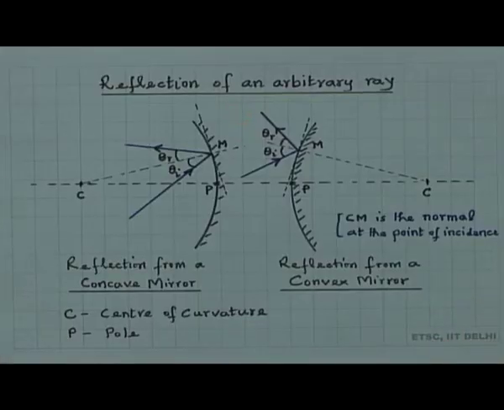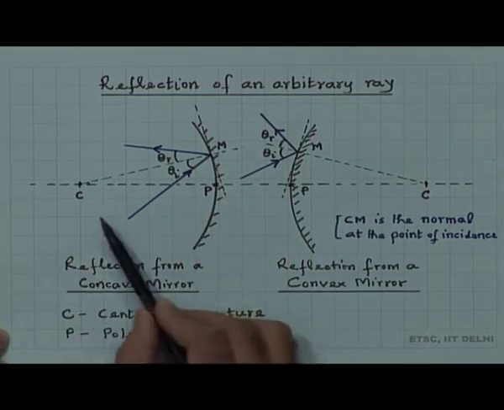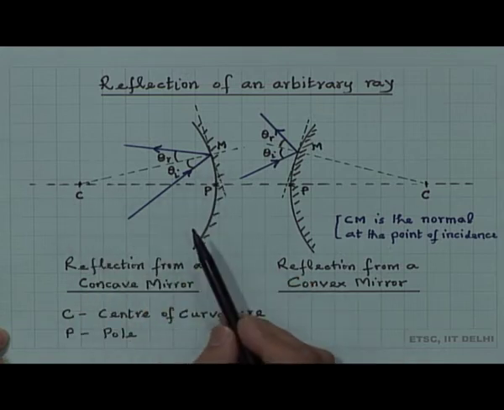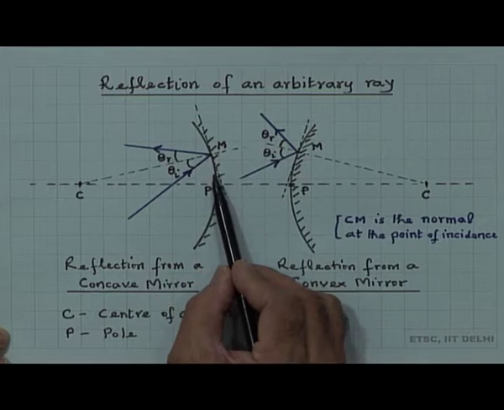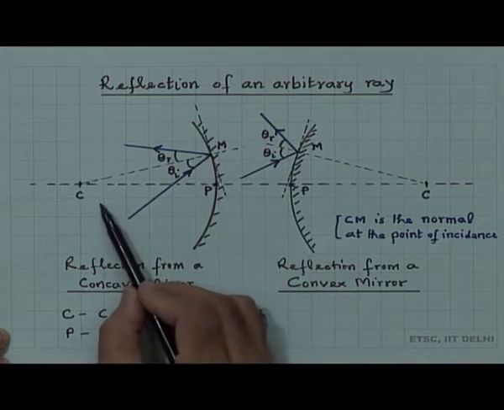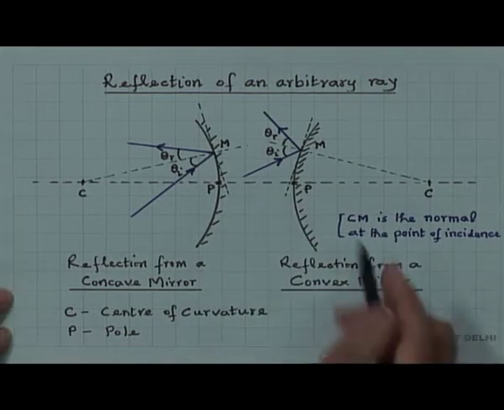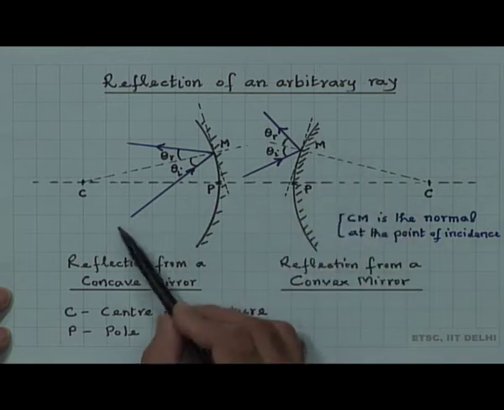Here, what I have shown is incidence of an arbitrary ray. Arbitrary ray means a ray which is incident at any angle, some arbitrary angle. In other words, if a ray is incident, this point M could be here, or anywhere. So, that is why it is reflection of an arbitrary ray. How do we determine the reflected ray?